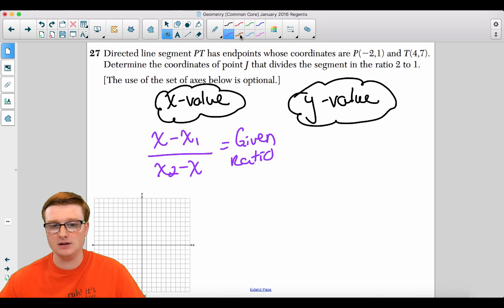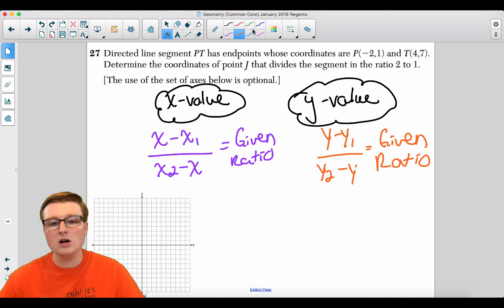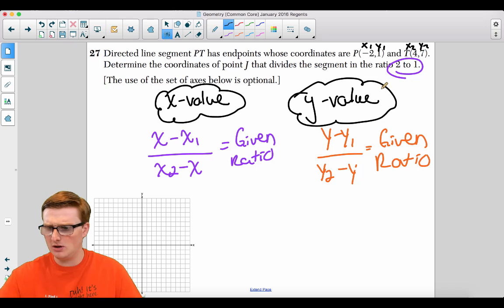And we have (y − y1) over (y2 − y) is equal to the given ratio. Okay? So the given ratio is in a ratio of 2 to 1. And we have the points (−2, 1) and (4, 7). Well, point P is (x1, y1) and point T is (x2, y2). Great. Well, we know that information.